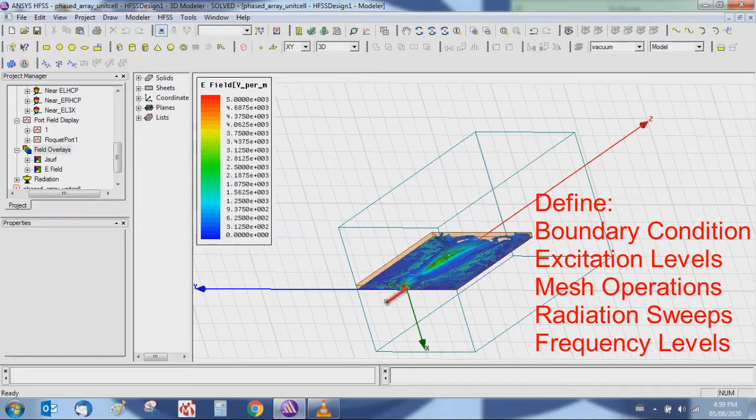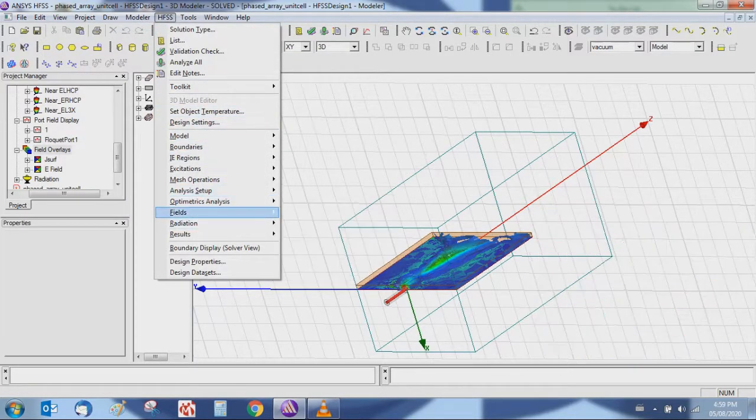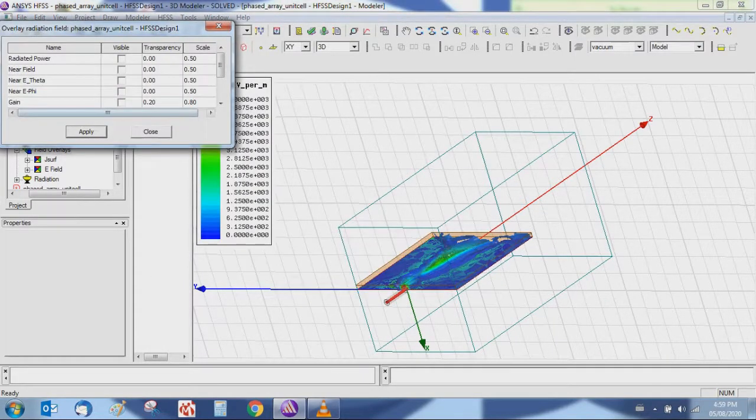Define mesh operations on the model for excitation. Decide radiation sweeps and frequency levels. Now we will analyze the antenna characteristics driven by the simulation.